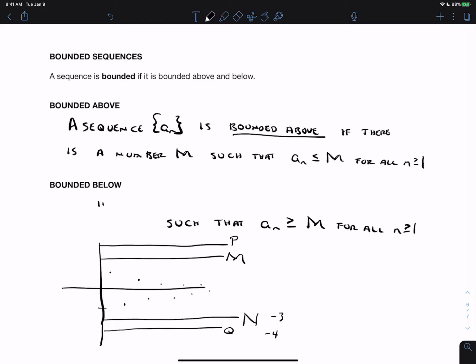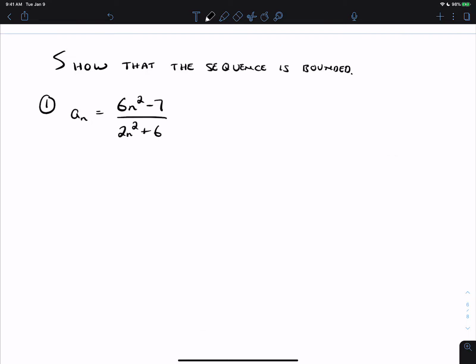And so let's look at a couple examples where we try to prove that a sequence is bounded. There's not as exact a way to do this, but we can look at an example where we would show that something is bounded. Okay, let's look at this example. So we're going to show that the sequence a_n equals (6n squared minus 7) over (2n squared plus 6) is bounded. Now what we're going to do looks really weird, and it doesn't necessarily apply to every problem. Like I said, this isn't an exact proof method. It's something we try that might work in certain circumstances.